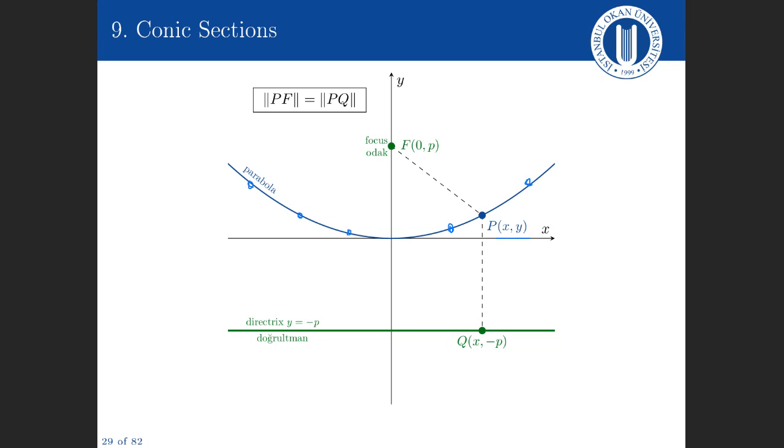We can measure the distance from the focus to our point P, and we can measure the distance from our point P down to the directrix. We can imagine a vertical line from the point meets the directrix at a point Q, which then has the coordinates (x, -p). For a parabola, there's a very important rule. A parabola must satisfy that the distance from P to F is the same as the distance from P to Q.